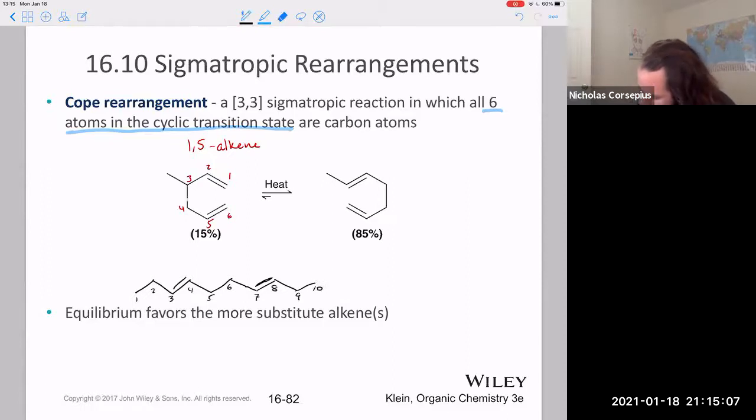Let's make it a decade. This would be 3,7-decadiene. Okay, and again, because those double bonds are located 5 carbons apart, this could also potentially undergo a Cope rearrangement.